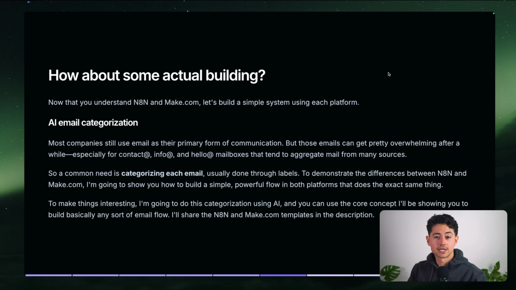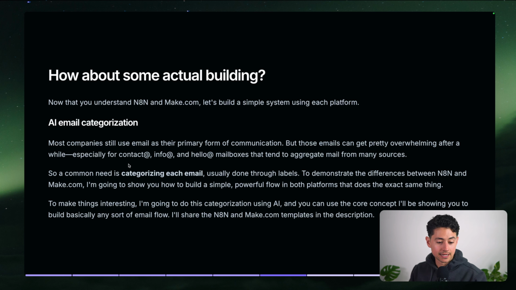Well, if you could put it together in 10 minutes, it's a pretty good start. The one that I'm going to do today is an email categorization system. Most companies still use emails as their primary form of comms, but those emails can get pretty overwhelming after all, especially for contact at emails, info at emails, and hello at mailboxes. The reason why is because these tend to aggregate mail from many sources.